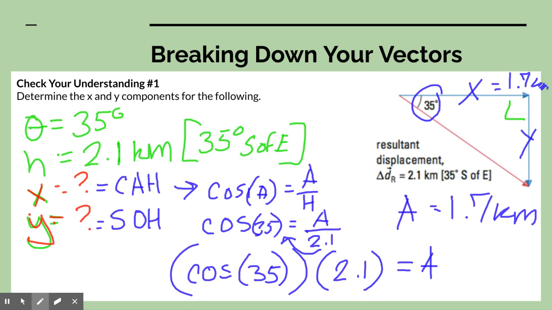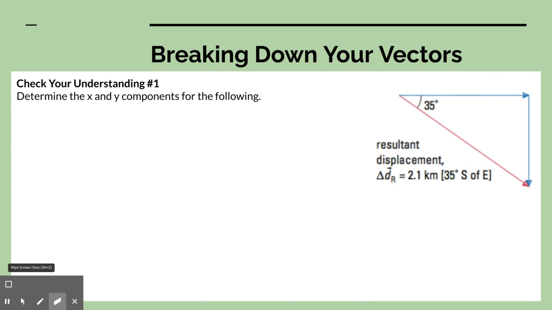Now, here's the thing. We've got 1.7 over here. Because you have two sides now, you could use the Pythagorean theorem in order to find it. Arguably, though, you should use SOHCAHTOA, because you'll get a more accurate answer. So let's just finish this.